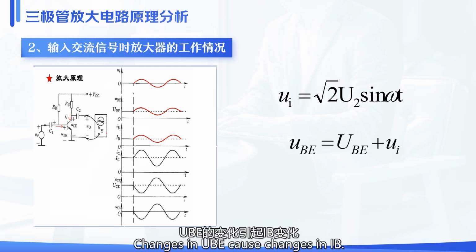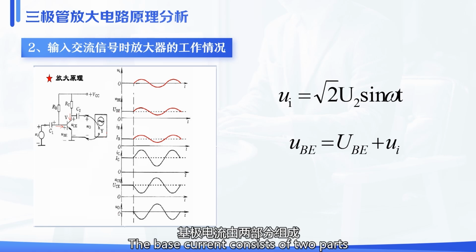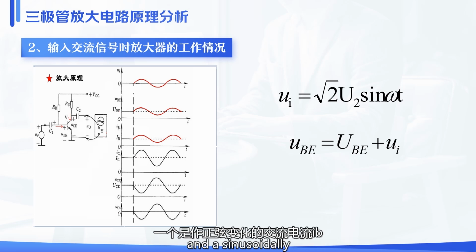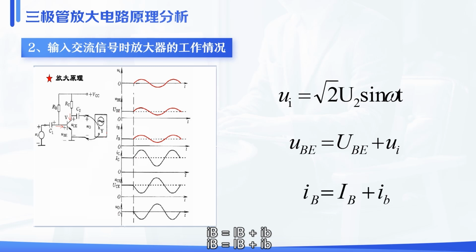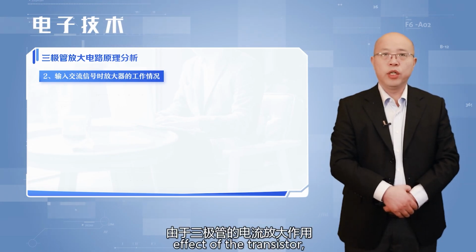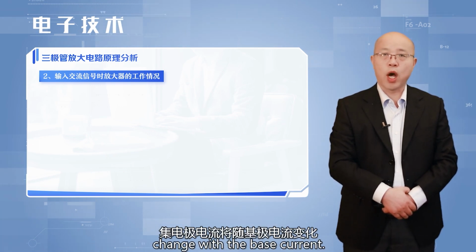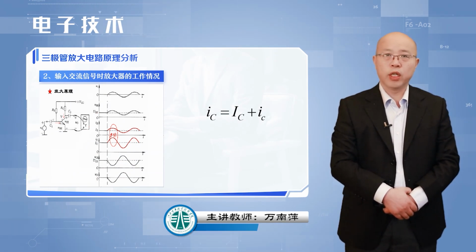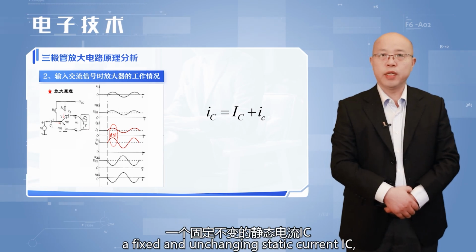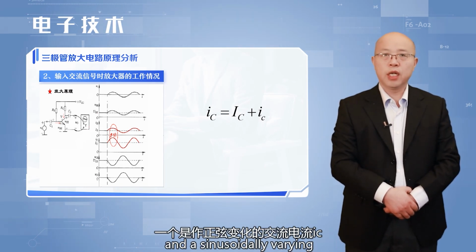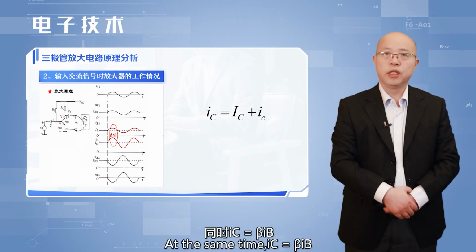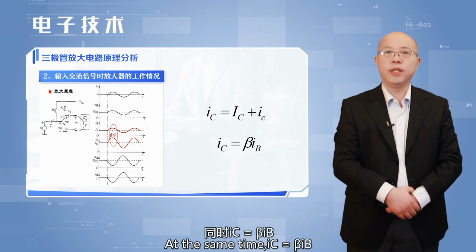Changes in UB cause changes in IB. The base current consists of two parts: a fixed and unchanging static current IB, and the sinusoidally varying alternating current term ib. iB equals IB plus ib. Due to the current amplification effect of the transistor, the collector current will change with the base current, as shown in the figure. iC also consists of two parts: a fixed and unchanging static current IC, and the sinusoidally varying alternating current ic. iC equals IC plus ic. At the same time, ic equals beta ib.